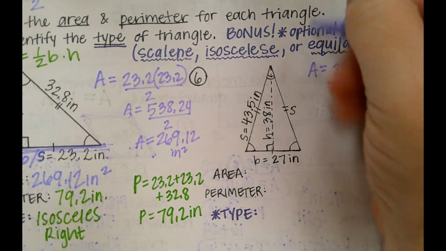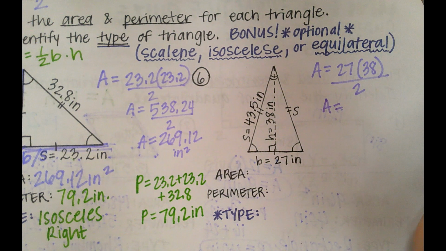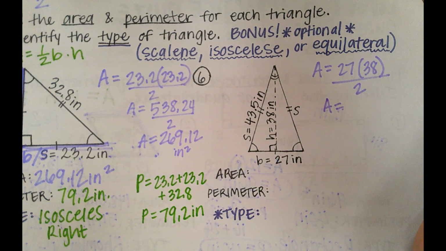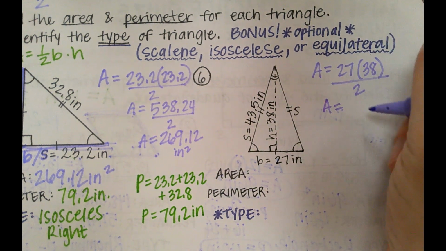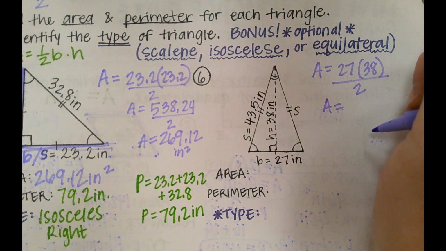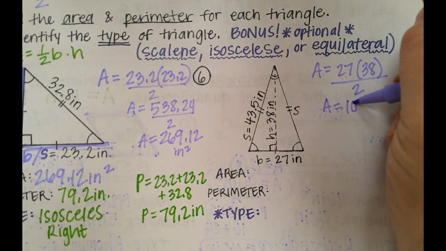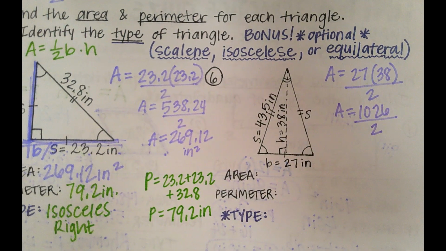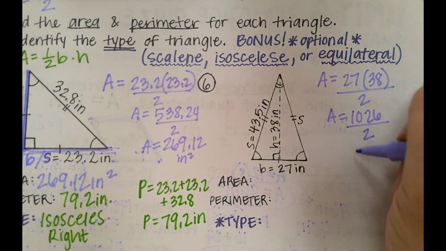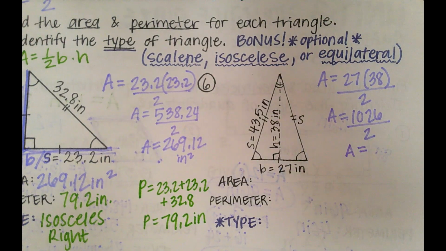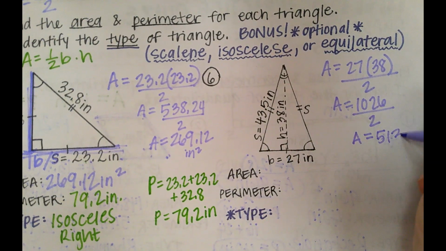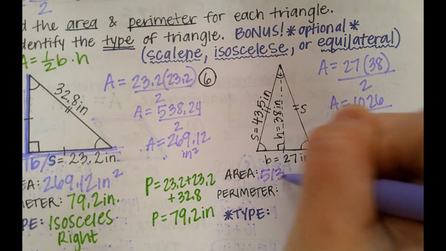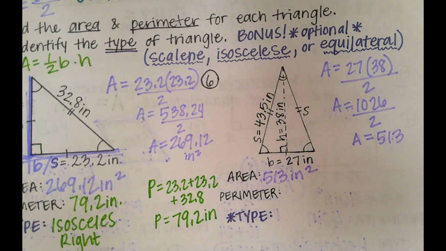So let's see. It is 27 times 38, which should be 1,026. We'll just divide that by 2. And when somebody gets the area, let me know. 513 inches squared. Perfect.